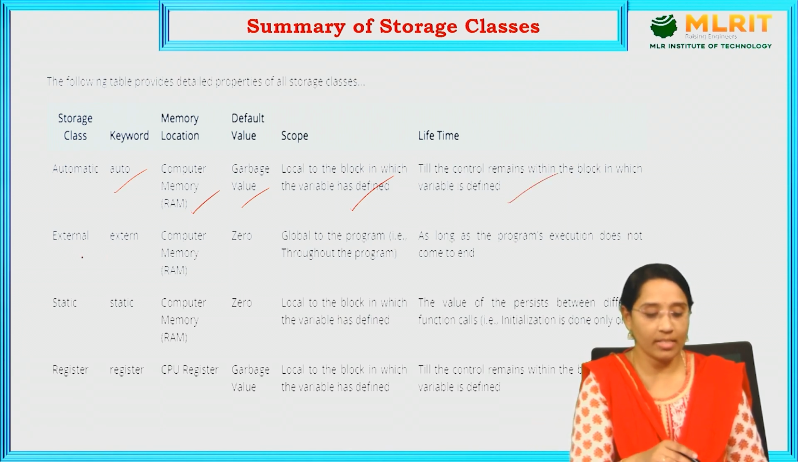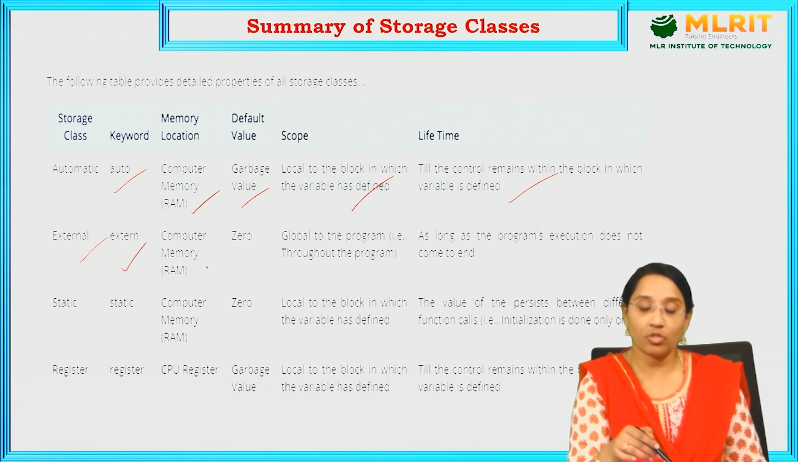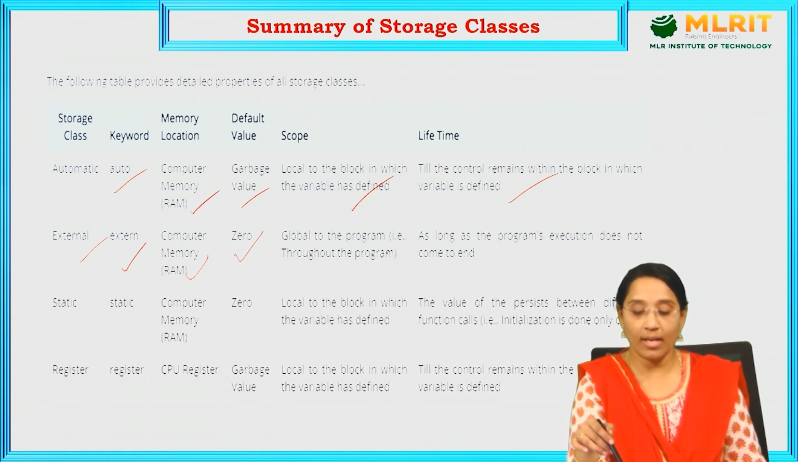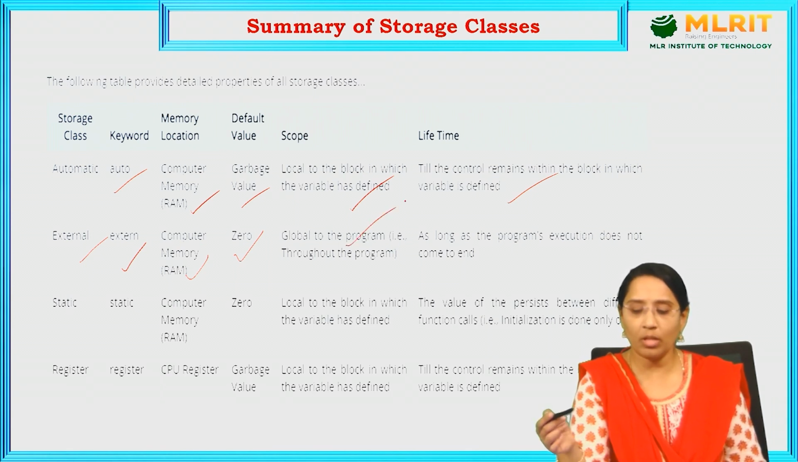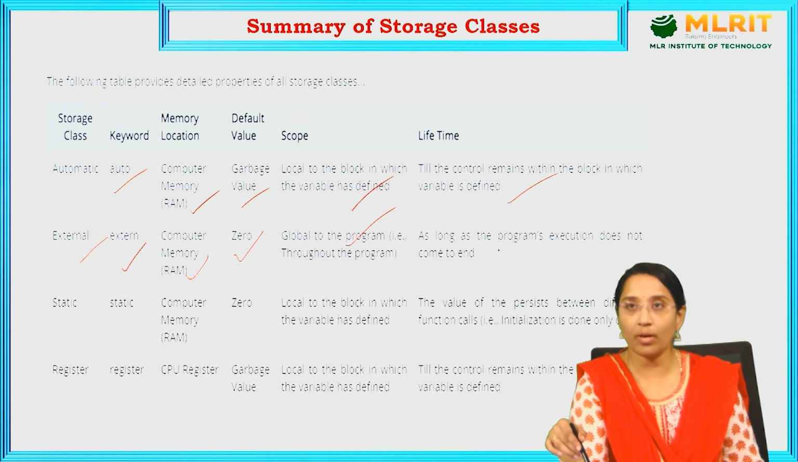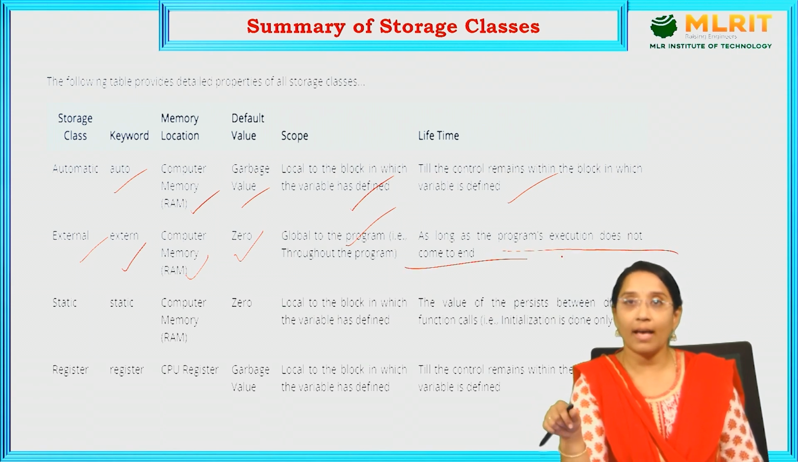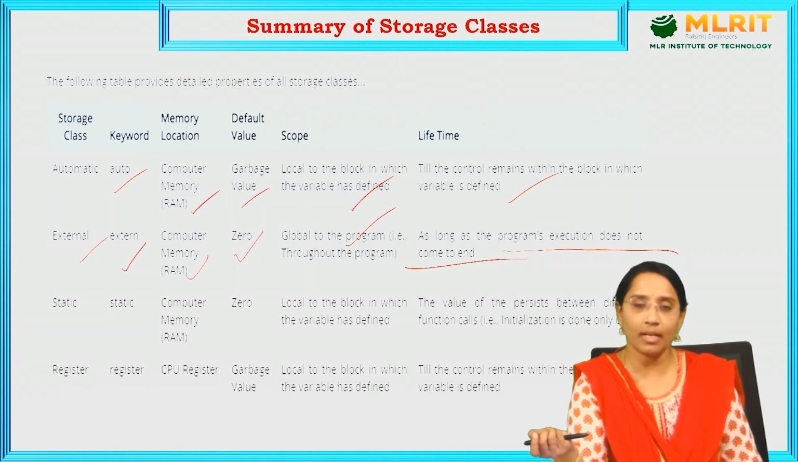Next storage class is external and the keyword is extern. The location of the extern storage class is RAM, memory, and the default value is 0. The scope of the extern storage class is global to the program, because you are writing outside of the main function. Lifetime is as long as the program execution doesn't come to an end.